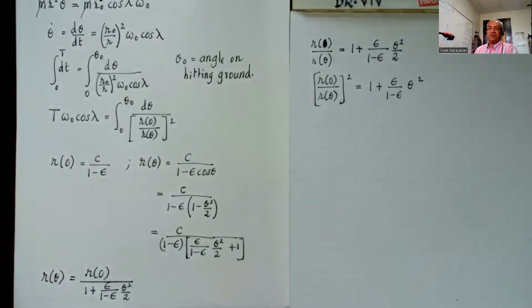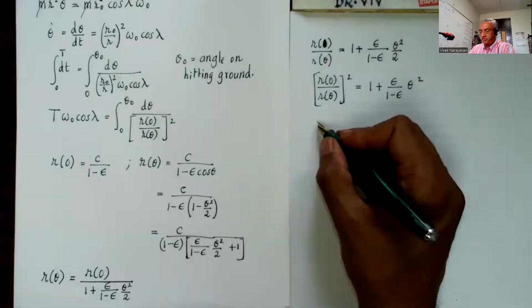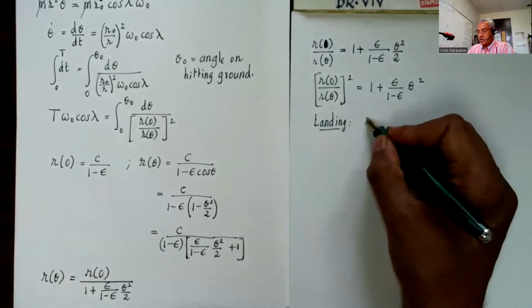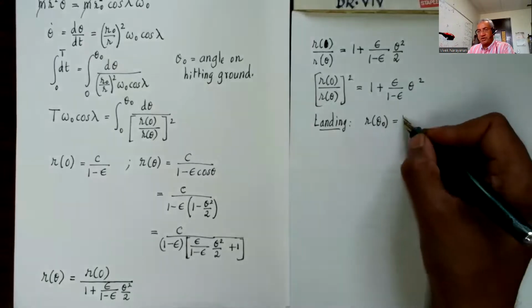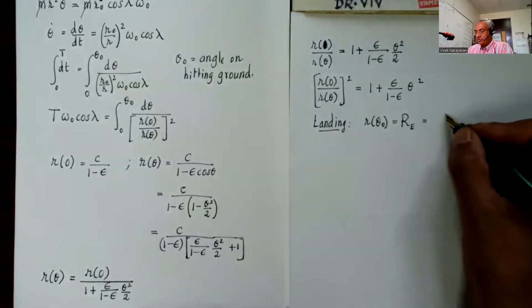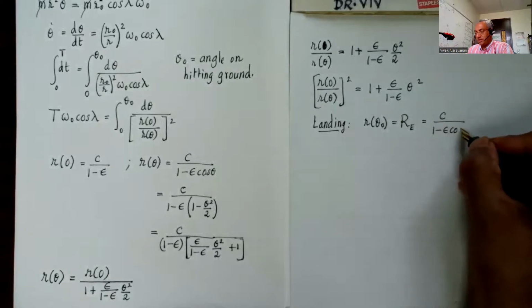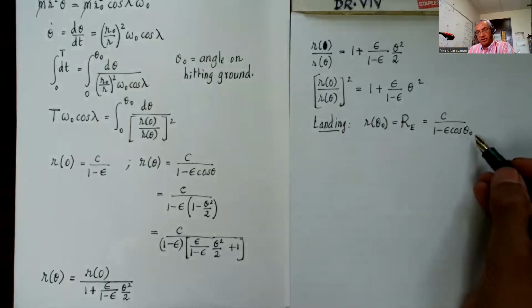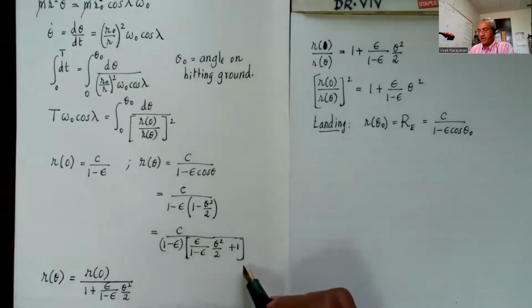All right. So now we have to determine epsilon because we don't know what that is. We can use the fact that the particle lands at angle theta naught. So let's look at the landing. So r of theta naught, which is going to be the radius of the Earth, is just c over 1 minus epsilon cosine theta naught. From this, we can find epsilon. So let's see if we can do something better. Actually, we can use small angle here also, because theta naught is small, so cosine theta naught is also small. I'll use the exact same tricks as I have here.